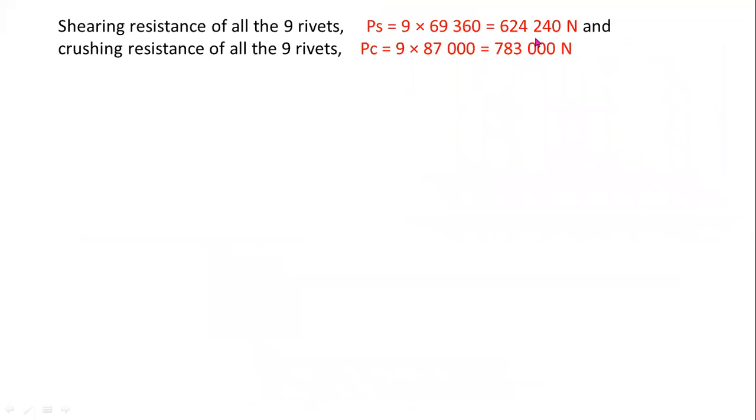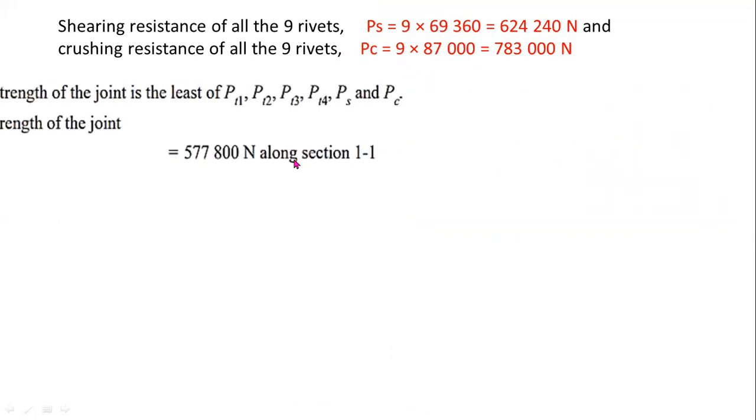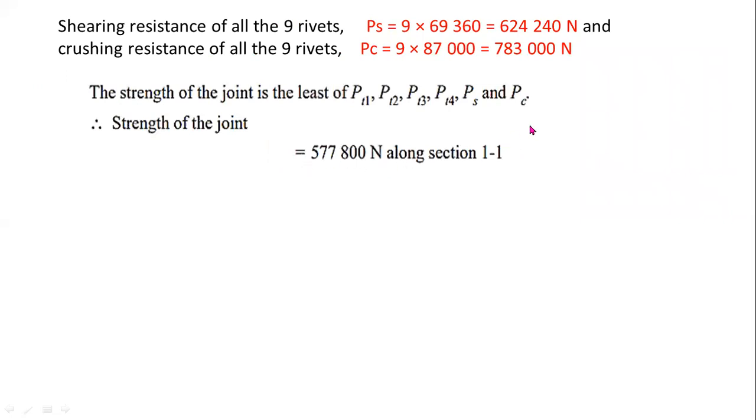Here also above 5 lakhs. So the least value of PT1, PT2, PT3, PT4, PS and PC is PT1. So the strength of the joint is equal to the least value of PT1, PT2, PT3, PT4, PS, PC. From the calculations, the least value is PT1. The strength of the joint equal to 5,77,800 newtons along the section 1.